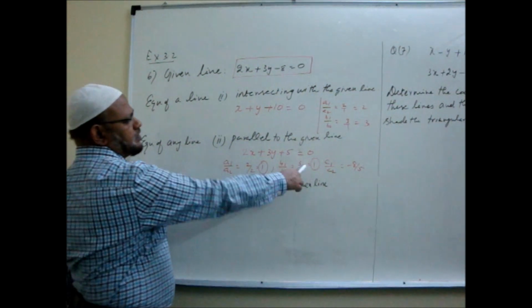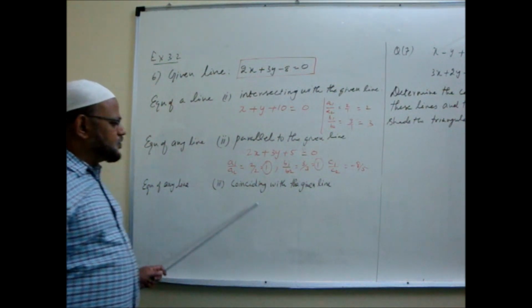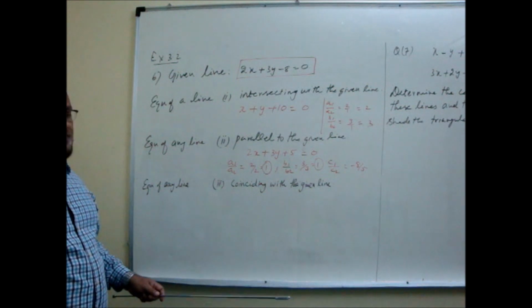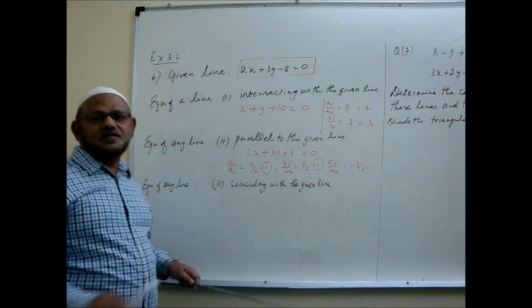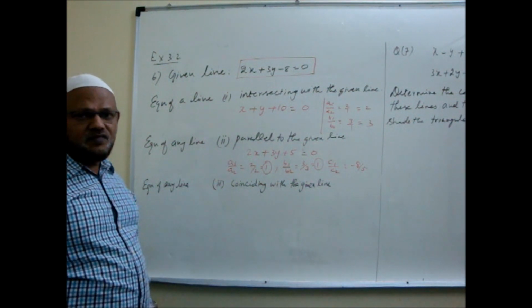You don't have to write all this explanation, just write. You are asked to write only an equation. What about this one? Coincident line. Who is the given line? So all the three ratios must be equal. You want all the three ratios to be equal to another equation.